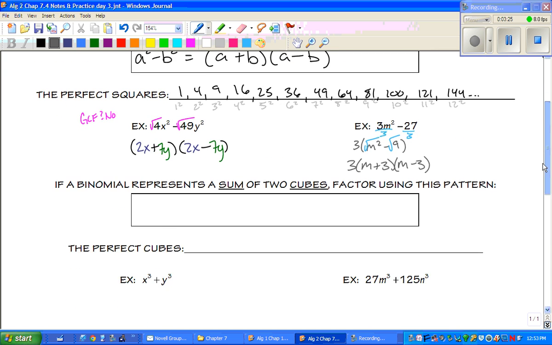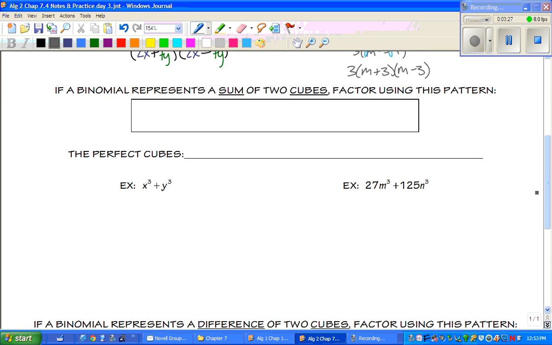Let's go through the next part. Now, if a binomial represents a sum of two cubes, factor using this pattern. The key thing is pattern. All of these are going to be patterns. Now, when we factor a binomial that's cubes, it's going to turn into a binomial and a trinomial.